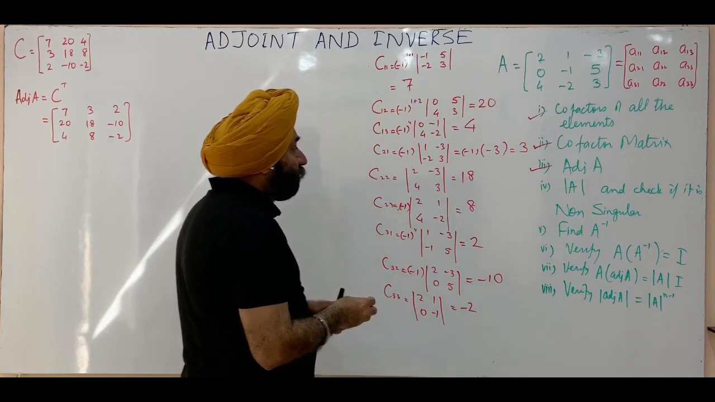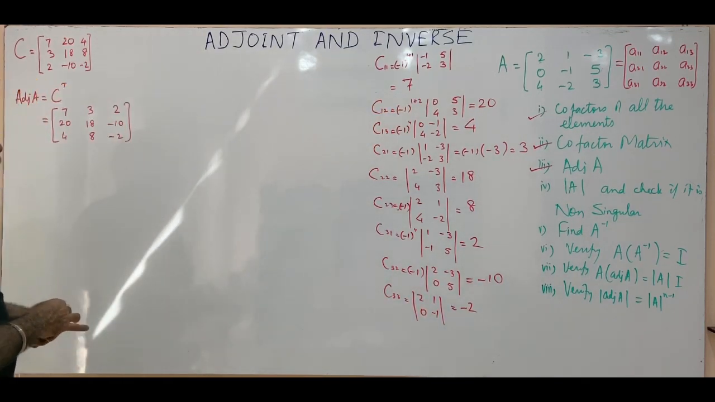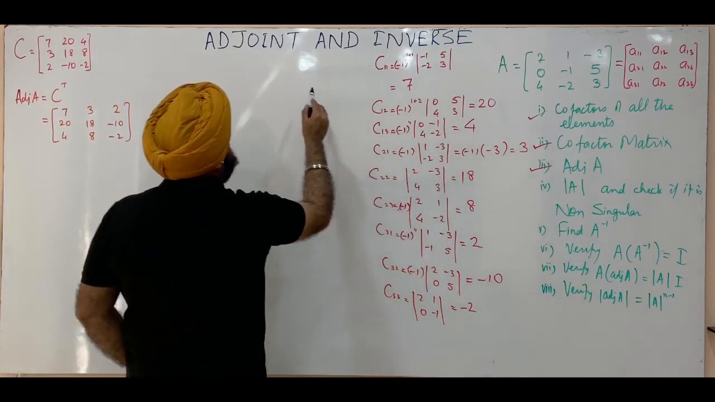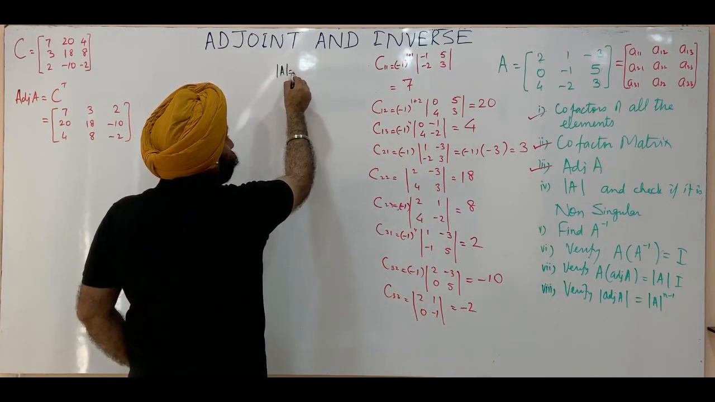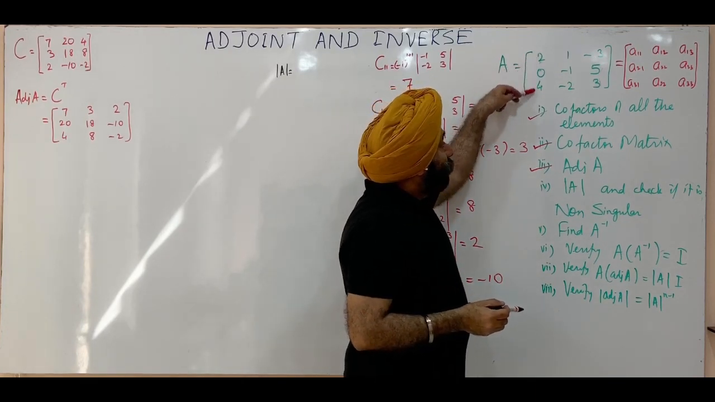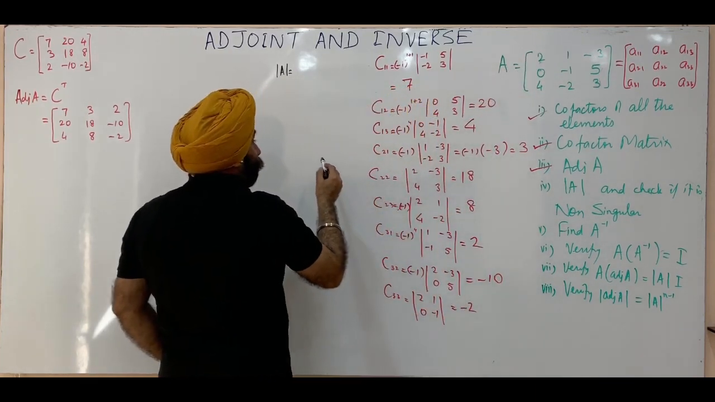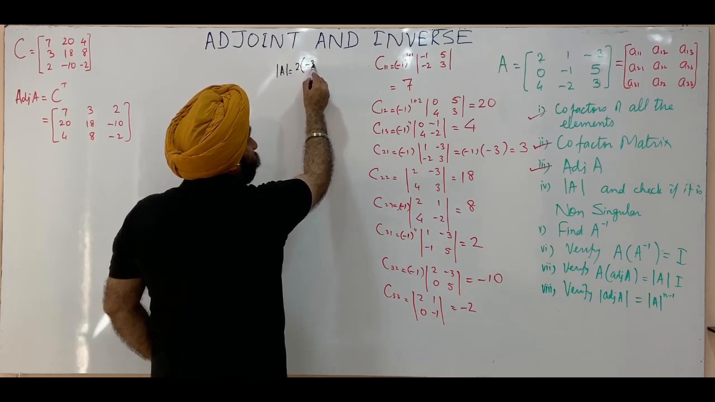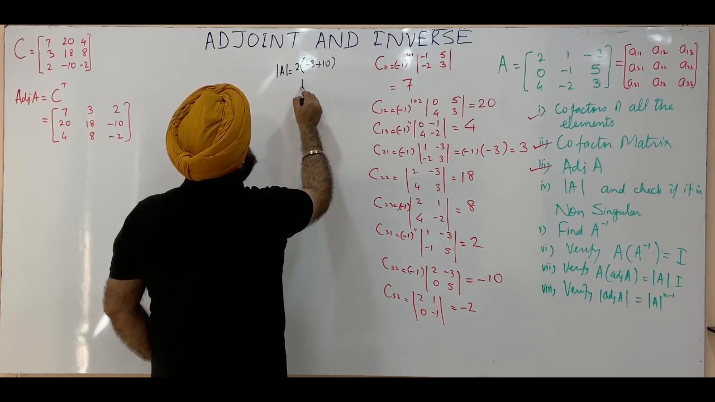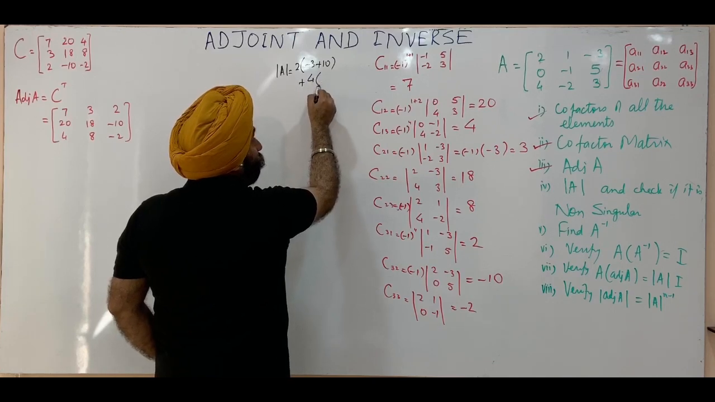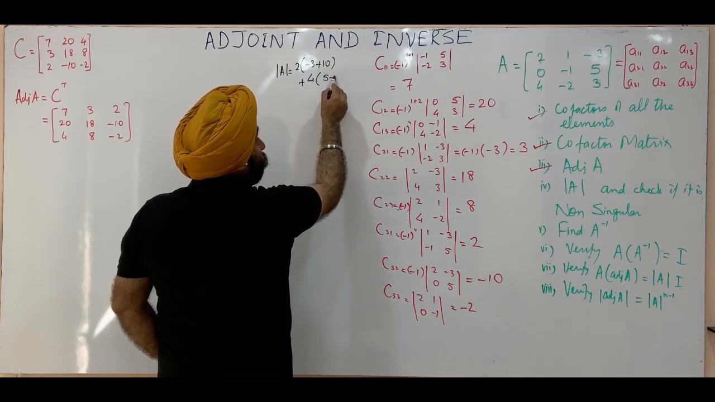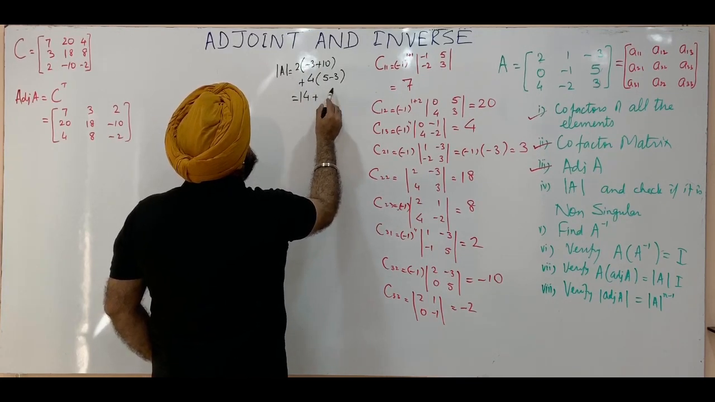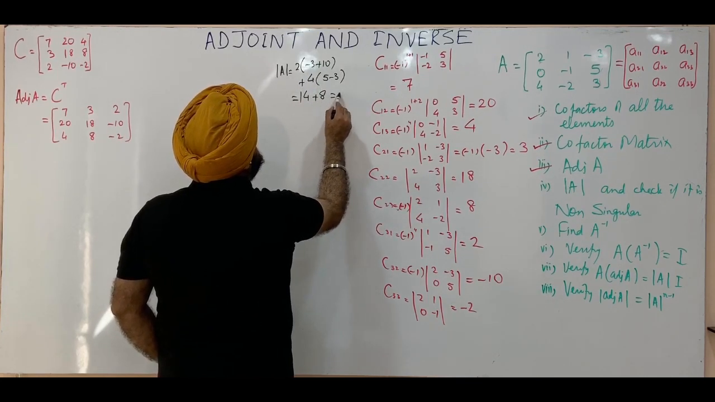Next, we have to find the determinant of A. So we have matrix A, determinant of A. We can expand along the elements of the first row, or first column. This is 2 into minus 3 plus 10, plus 4 into 5 minus 3. That's 7 into 2, 14. And this is 22.